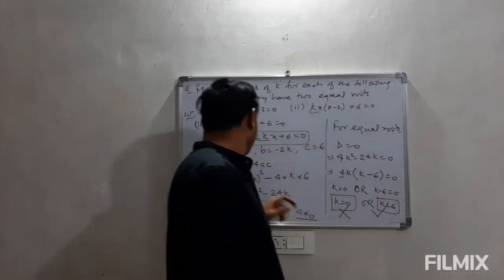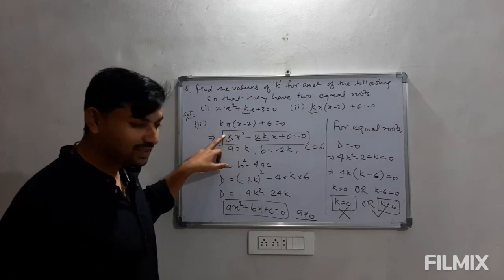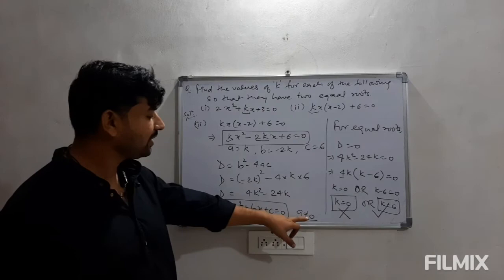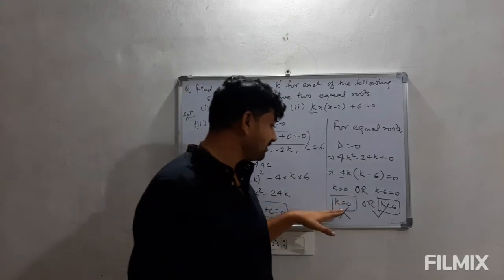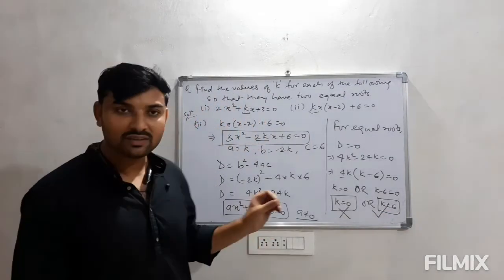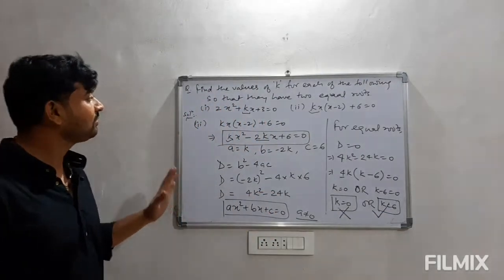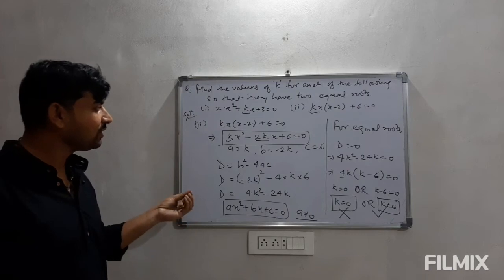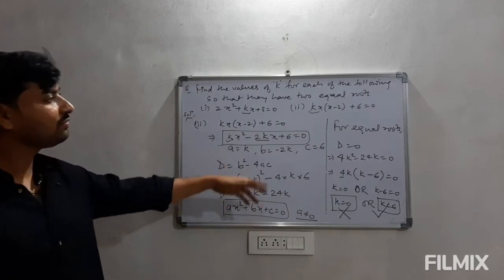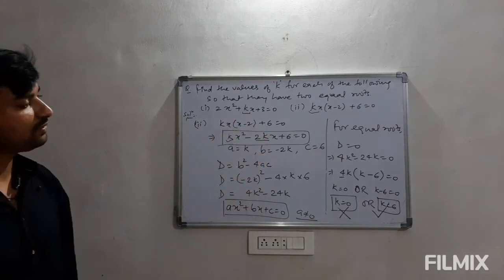Now 0 here is the coefficient of x square, meaning k is the coefficient of x square, that is a, and as I told you a cannot be 0, so here we reject this value and we will only consider k is equals to 6 in the answer. So this is all about the nature of roots, where we use the discriminant, that is b square minus 4ac. We calculate it and we find out the unknowns here.